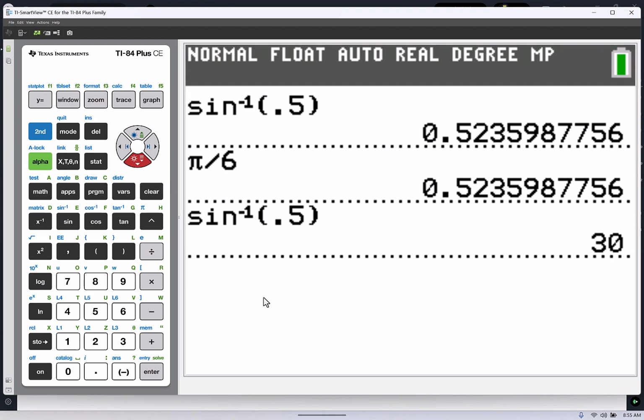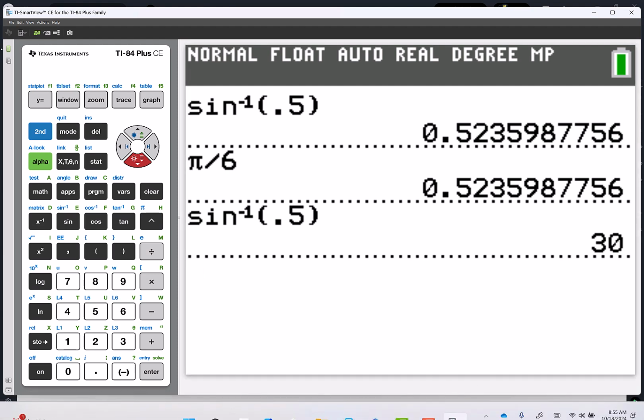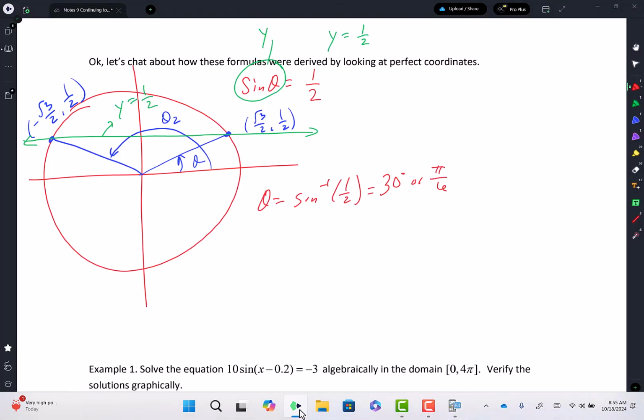What was I going? Okay. No matter how hard I try, the calculator is not going to give me the other answer. It's not. So how do I get the other answer? Chav, what are you talking about? How do I get theta 2 like this?